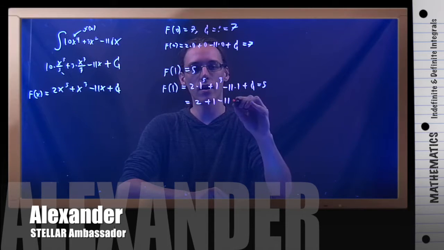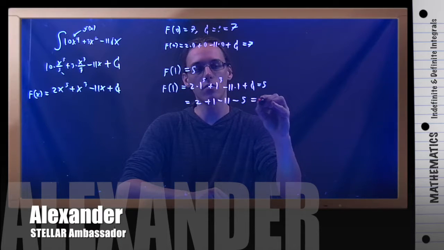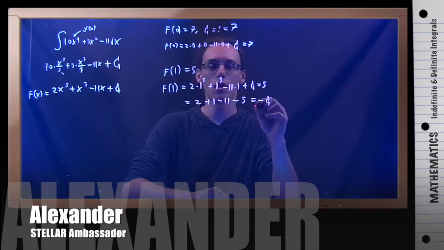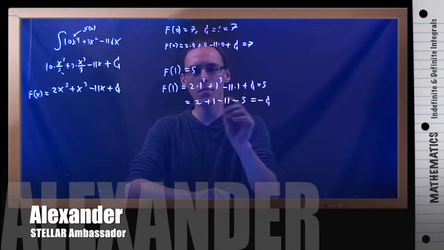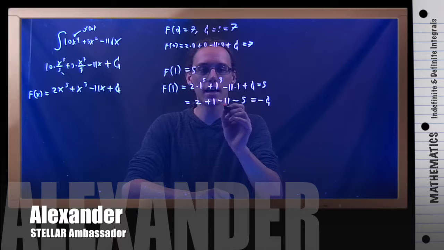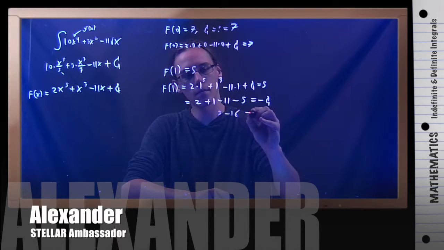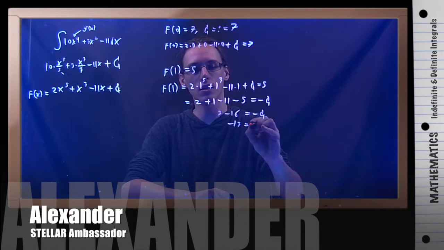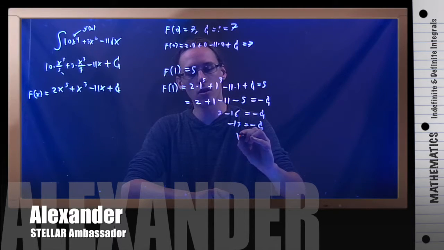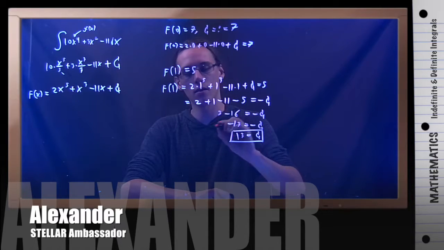I'm going to subtract the 5 over, minus 5, and move the c over here, equals negative c. So since we're trying to solve for c, I'm just moving it over there. Let's combine like terms. Negative 11 minus 5 is negative 16, and 2 plus 1 is 3. 3 minus 16, that's going to give me negative 13 equals negative c. And so positive c is just 13.